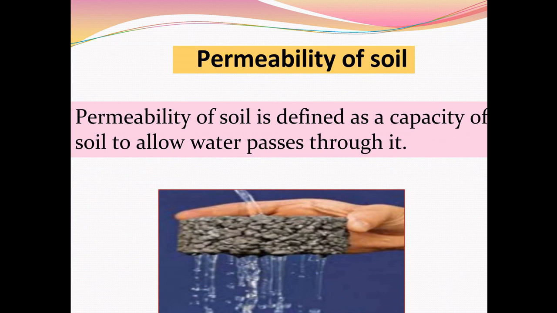What is meant by permeability? The permeability of a soil is defined as the capacity of soil to allow water to pass through it. It can also be briefly defined as an engineering property of soil in which the soil mass allows water to flow through it.